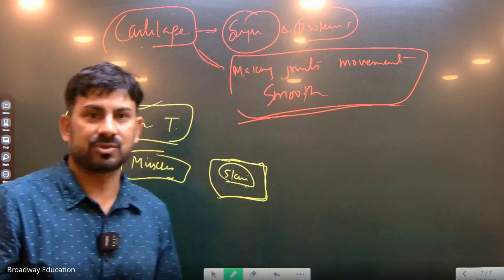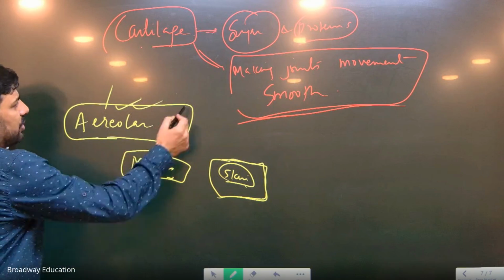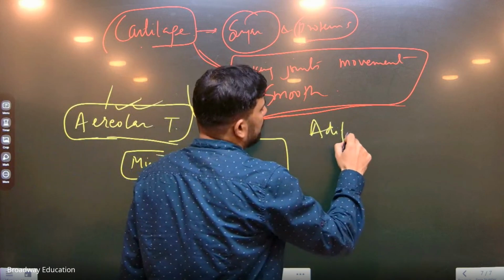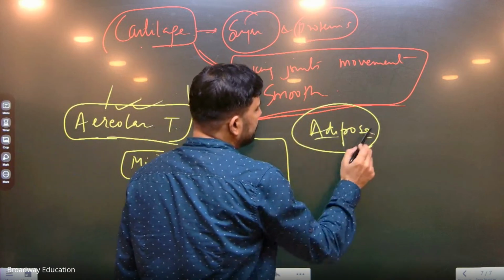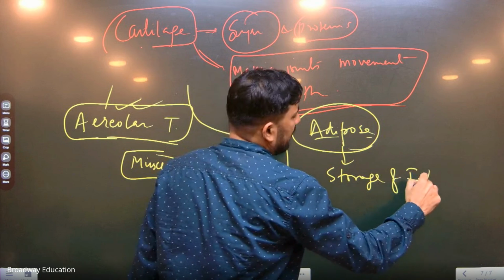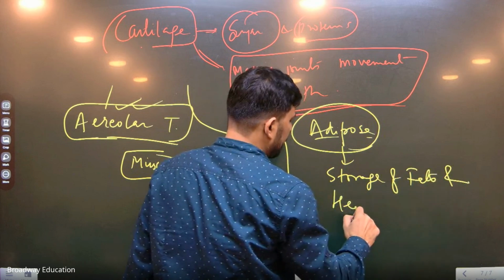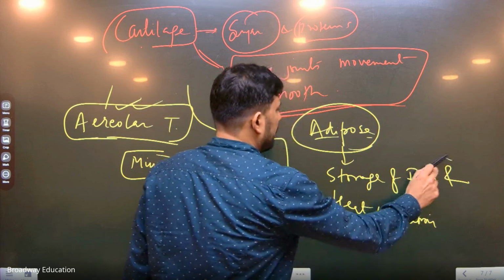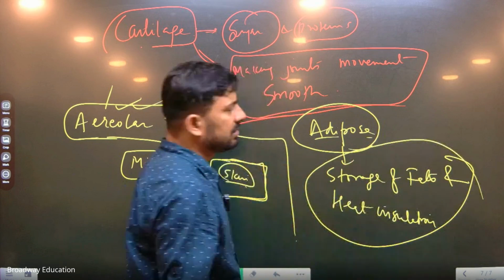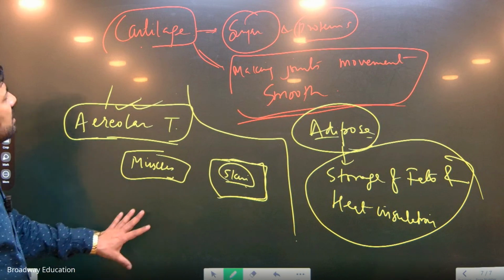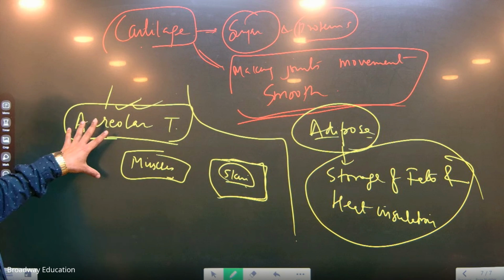Parenchyma tissues. Now, after this, the next one was adipose tissues. So adipose tissues are responsible for storage of fats. Very good. Storage of fats and heat insulation. Getting my point? Yes or no? Storage of fats and heat insulation. Okay. So this was all about connective tissue, right?